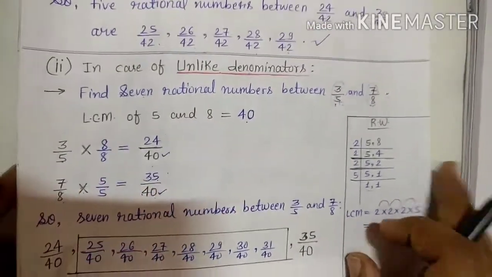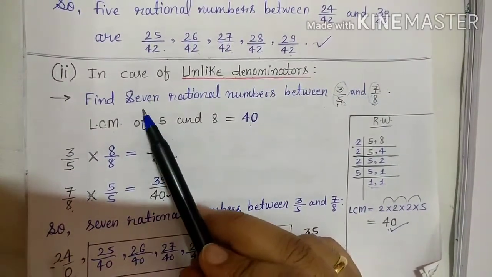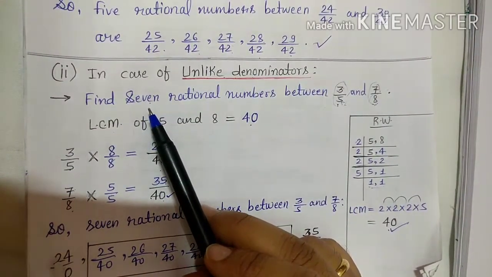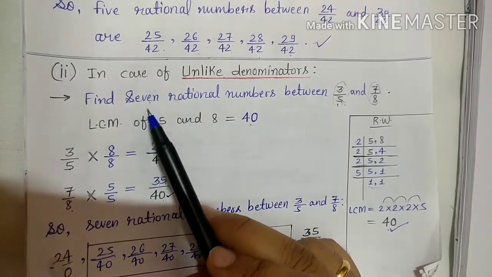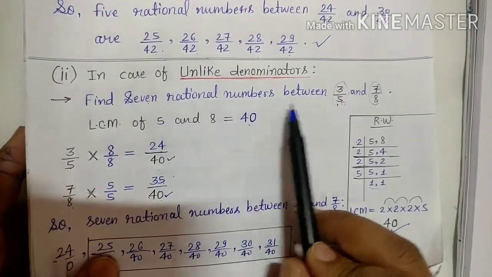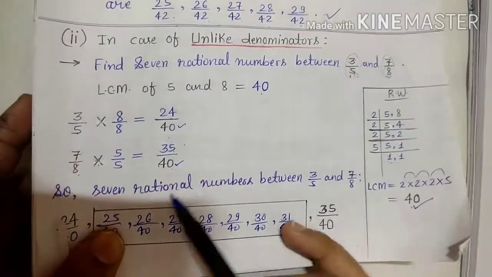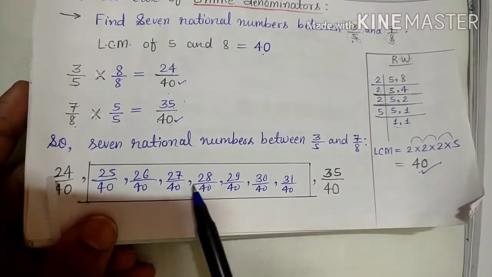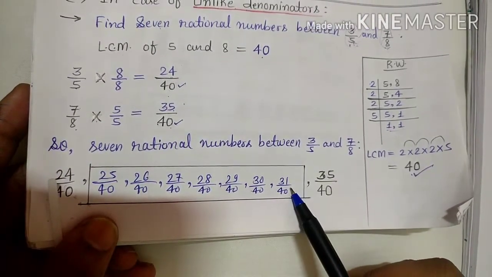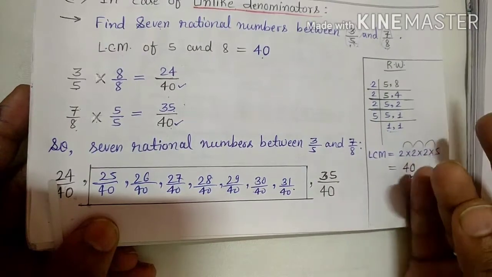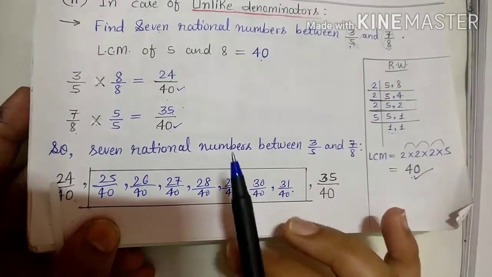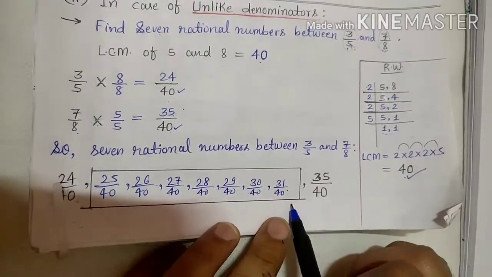Now suppose they have asked us to find more, like 15 rational numbers between these two. If we check here, 1, 2, 3, 4, 5, 6, 7 up to 31, then 32, 33, 34, 35, it means 4 more, 7 plus 4, 11 numbers will come right now, but we have to find 15.